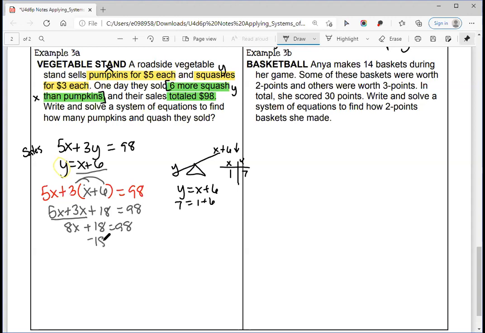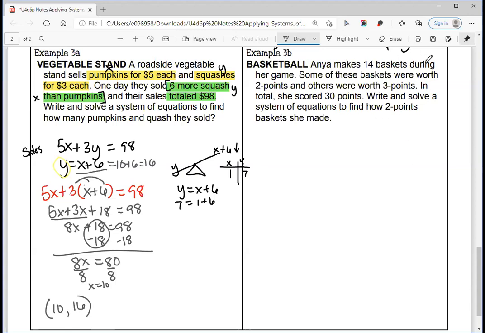And then we're going to subtract 18 from both sides. 8x is equal to, I believe, 80. And we're going to divide by 8 and divide by 8. And ladies and gentlemen, we have x is equal to 10. Right? And now all we do is plug it back into here, where we have 10 plus 6, which is 16. And we're done. Okay. All right, ladies and gentlemen, go ahead and try example 3B.